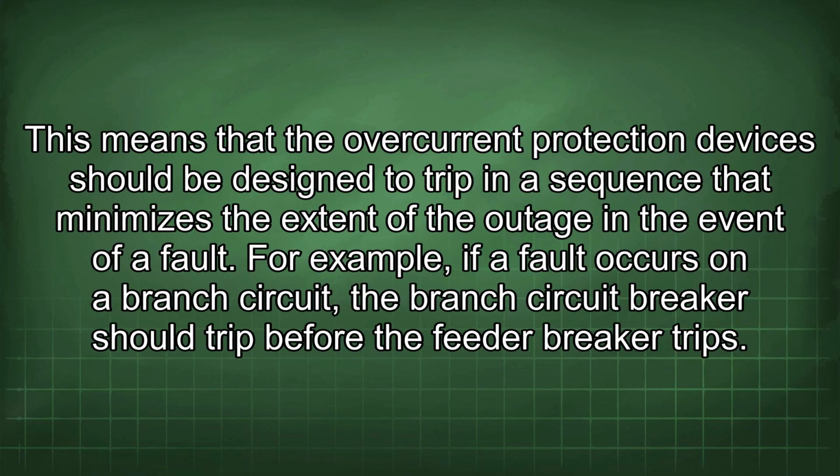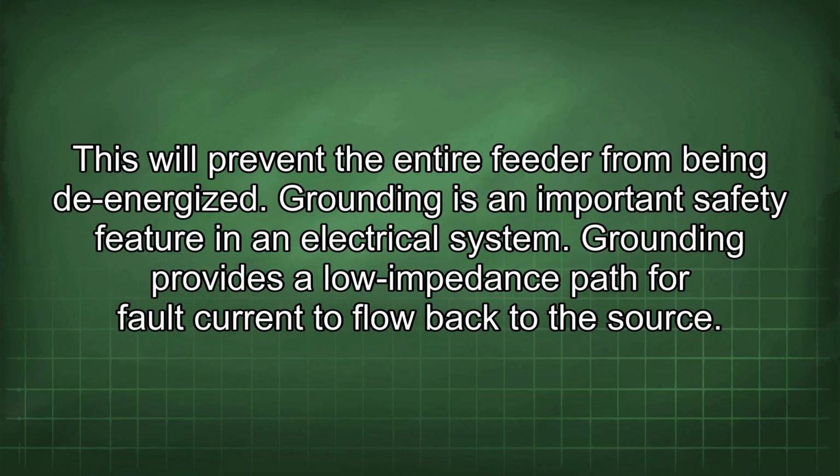This means that the overcurrent protection devices should be designed to trip in a sequence that minimizes the extent of the outage in the event of a fault. For example, if a fault occurs on a branch circuit, the branch circuit breaker should trip before the feeder breaker trips. This will prevent the entire feeder from being de-energized.